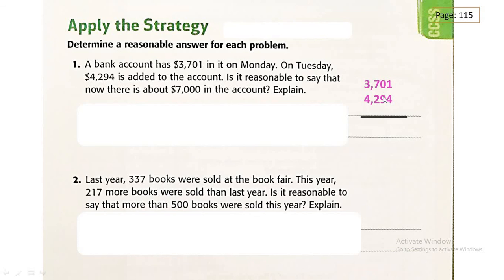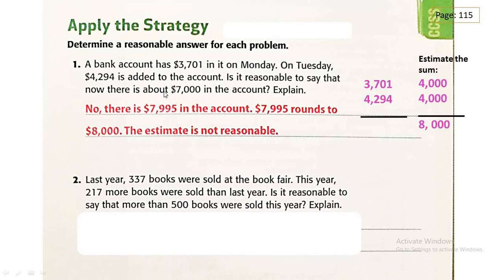So we have to estimate the sum of these numbers. So we will get 4,000 and 4,000 for the second addend, and the sum is 8,000. So if we compare this number with this number, they are not the same. So this estimate is not reasonable, okay? It should be 8,000, not 7,000, okay?